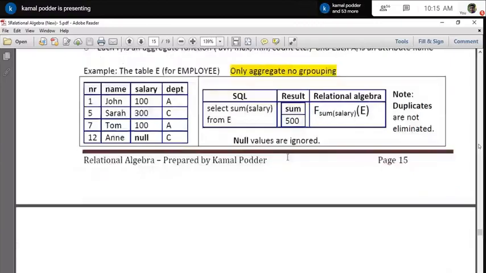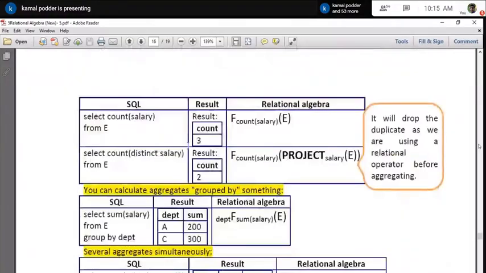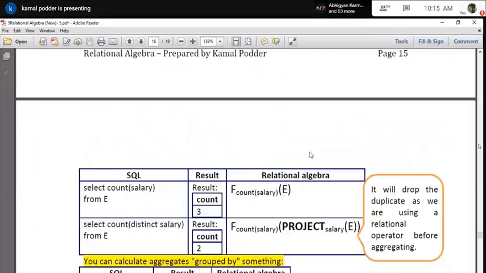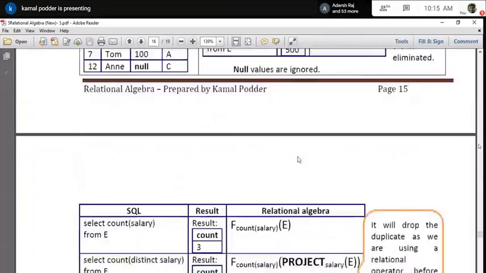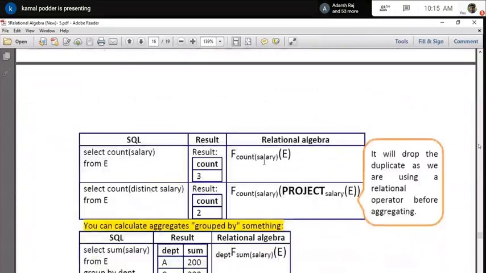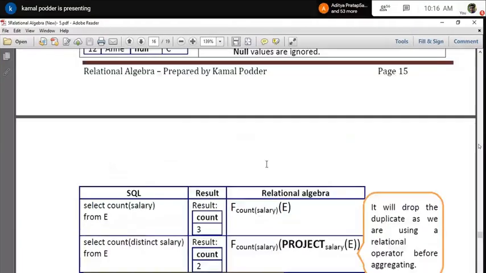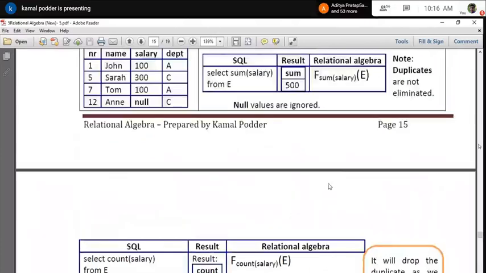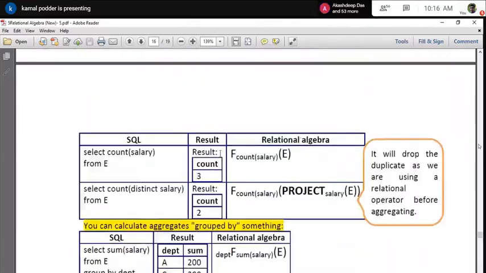Okay, now you just see here, I just want to count the salary. And here the same thing, because I am not grouping, as we are using count of salary, it is not dropping the duplicate, and that is the reason I will get 3. Okay, because the null value will be automatically ignored. So naturally I will get 3.